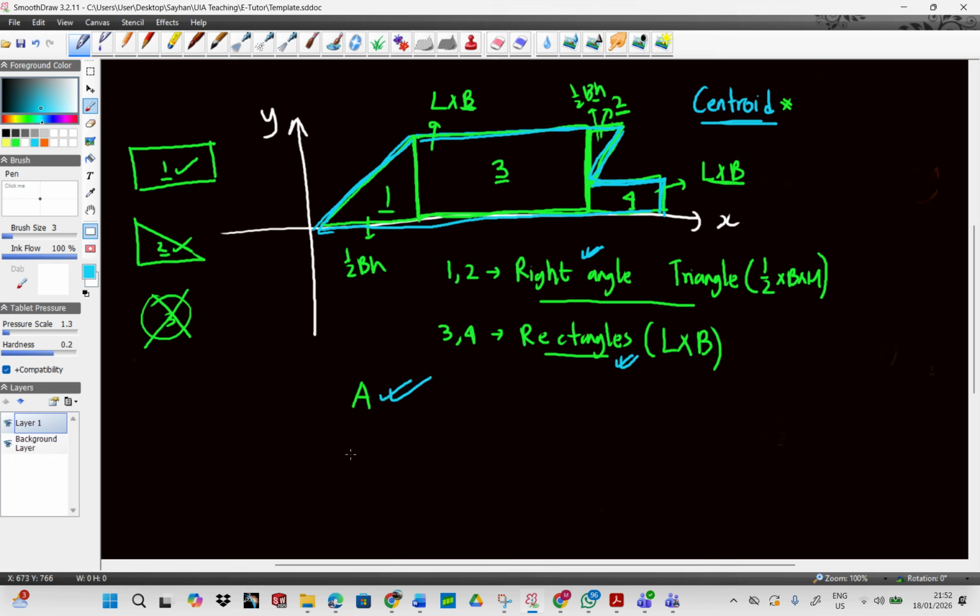Besides that, it's also easy for you to find the x tilde and y tilde for the components. Because for shape number 1, the x tilde is very easy. It's just simply 2/3 of the base, right? You guys can follow, right? So far, the x tilde for shape number 1 is just located at 2/3 of the base of the triangle. Guys?